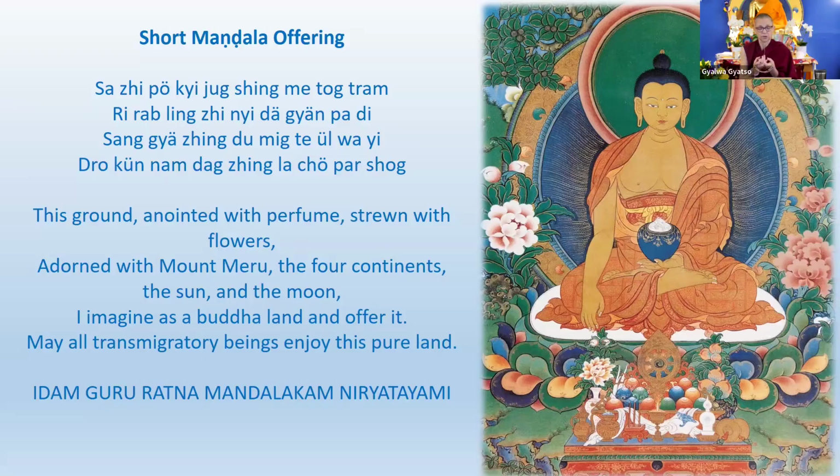This ground anointed with perfume, strewn with flowers, adorned with Mount Meru, the four continents, the sun and the moon. I imagine as a Buddha land and offer it. May all transmigratory beings enjoy this pure land.